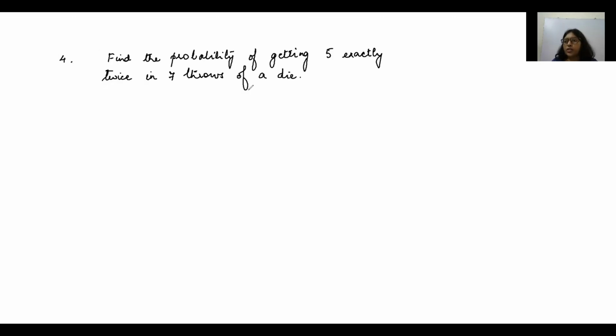So I'm taking a similar question. This is from the NCERT textbook, and you will find a whole exercise of questions like this. That is exercise 13.5. So for more practice, you can do the textual questions from there. The question is: find the probability of getting 5 exactly twice. So we want to get 5. So success is getting 5.